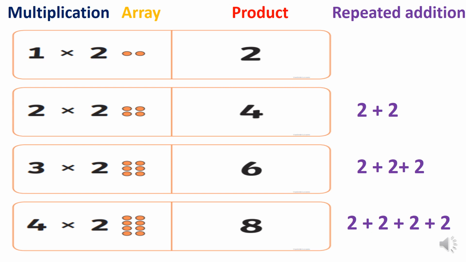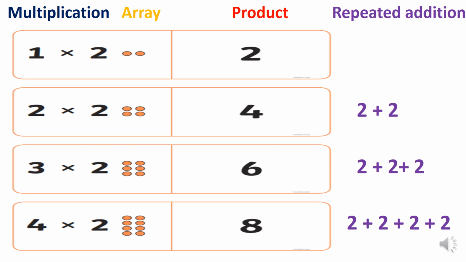So if you have a look here, you'll be able to see some multiplication sentences on the screen. Next to it, you'll see the array, then the product, then the repeated addition number sentence. You can see for the first one, 1 times 2, the product is 2. I don't have a repeated addition number sentence because I'm only multiplying the number 2 one time.